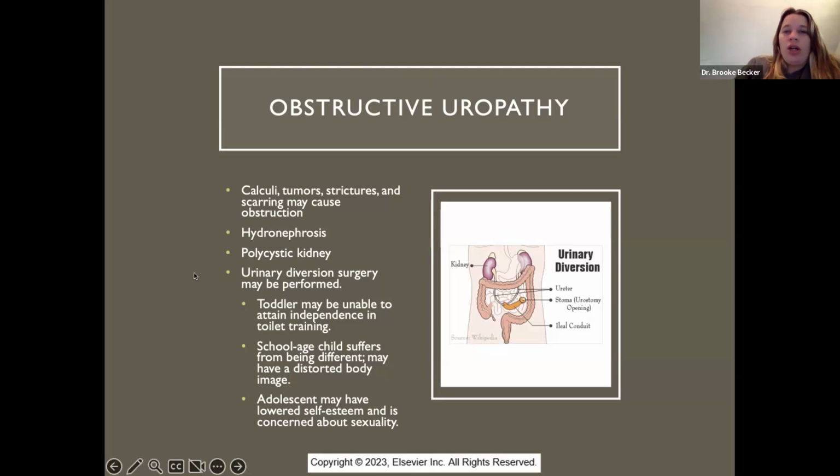If the obstructive uropathy is significant enough, then they need a urinary diversion surgery. They'll need a urostomy created. You can see here, they took the ureters, and instead of having them go down to the bladder like they should, they come to this stoma, or this urostomy opening, okay?